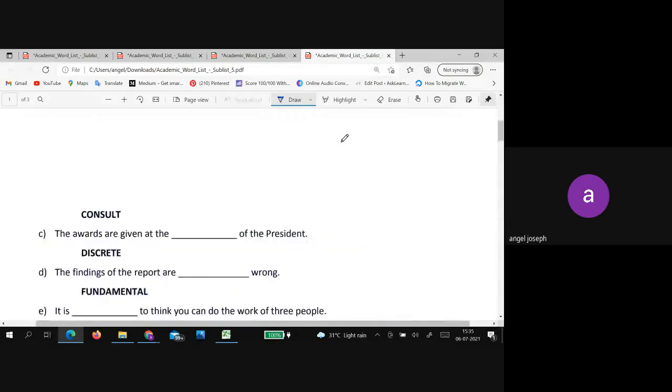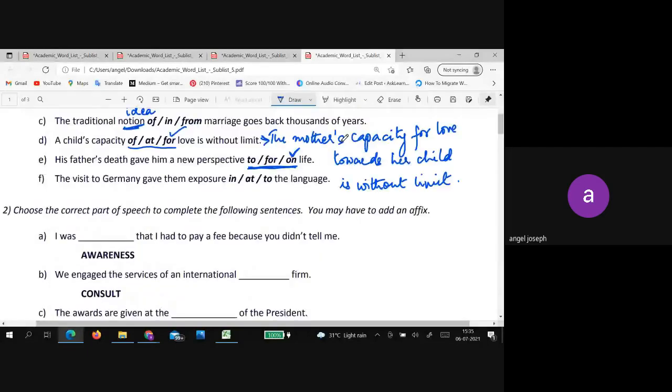On life, yes. The answer is on. Usually, Indianized English. Usually, people have a habit of using perspective to. Perspective to. You can use perspective on also.